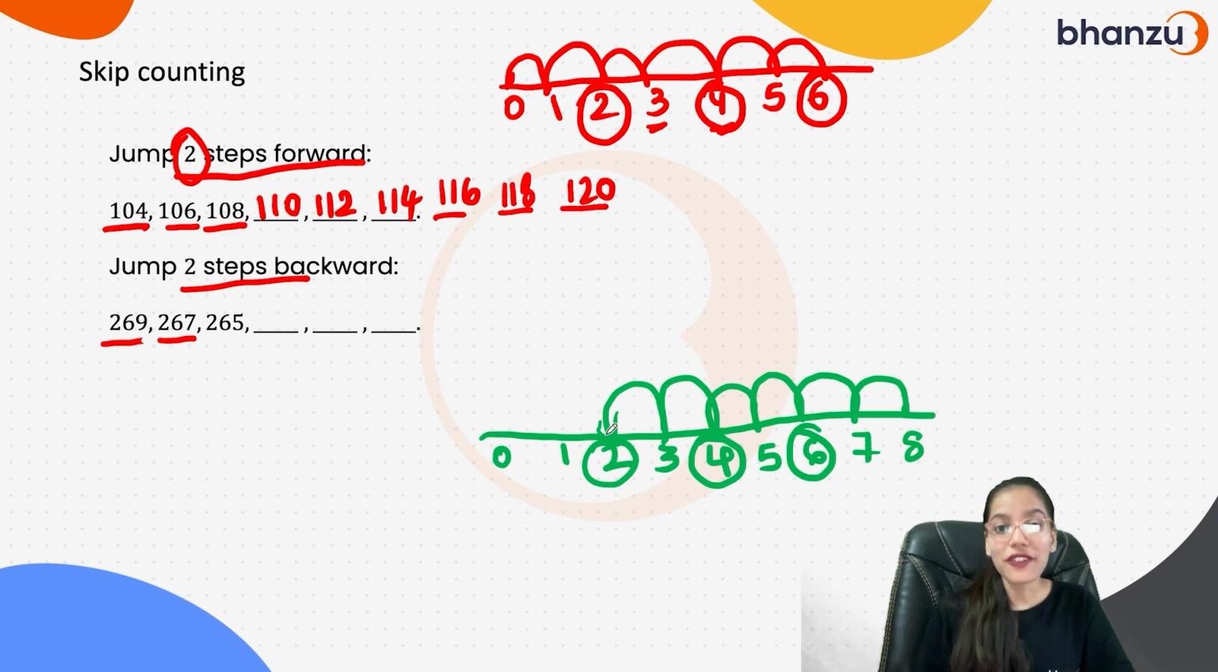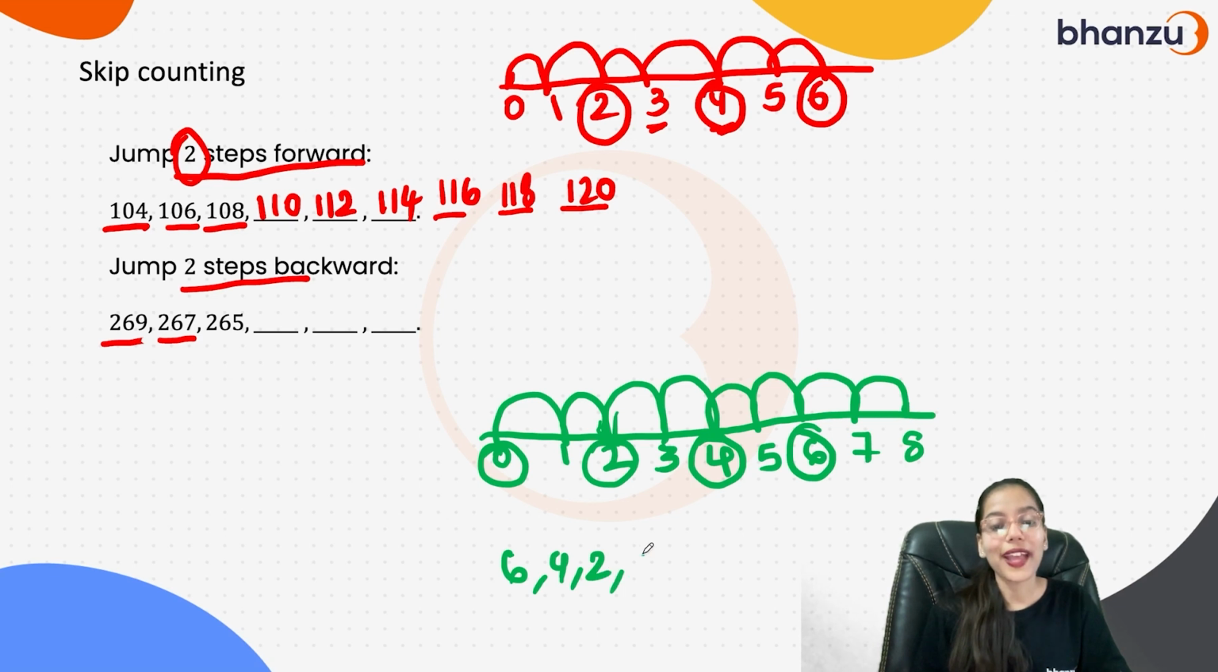Did you understand that? From 2, if you go still back, then you would get 1, 2 and you reach 0. So what are the numbers that you got? You got 6, 4, 2 and 0. Aren't the numbers reducing now? Very good. So let us do a similar task with the numbers given.